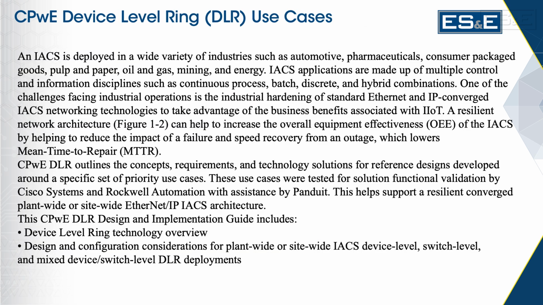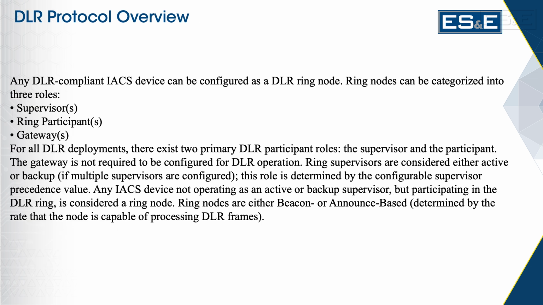So, DLR use cases. Device Level Ring is where we can have a mixture of either all endpoint devices or switches and endpoint devices in a ring to have redundancy, so that if there's a break in a network cable, or a cable gets unplugged, or a faulty port, whatever the case may be, it has a way to go back around to actually have connectivity. The same way with REP, but we'll get into that shortly. Any DLR-compliant device can be configured as a ring node. So there's only certain devices that we can use that with.